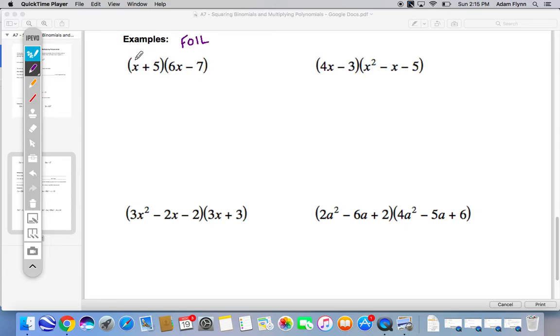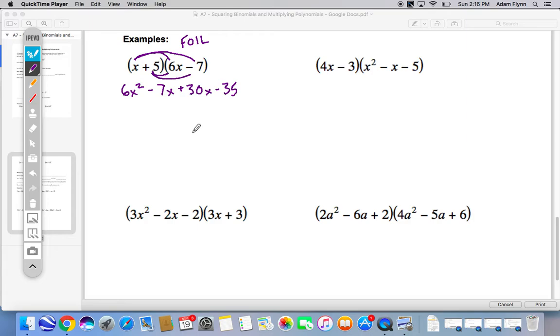So if I do that, my first two terms being multiplied, we have x times 6x, which is 6x squared. Outside terms, x times negative 7, which is negative 7x. Inside terms, 5 times 6x, which is a positive 30x. And our last terms, 5 times negative 7, which is negative 35.